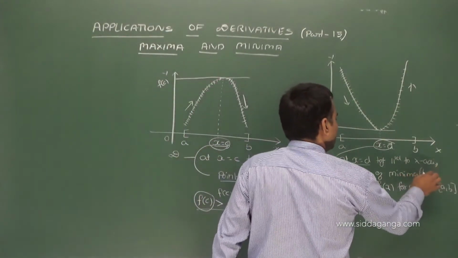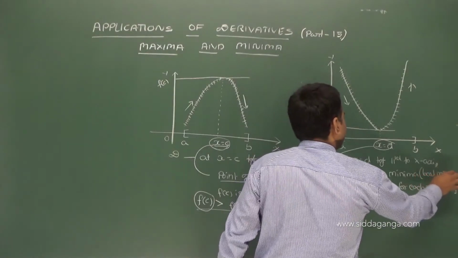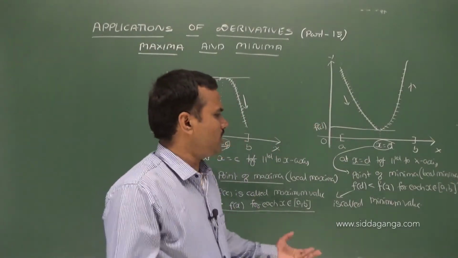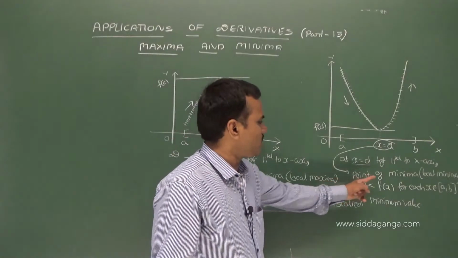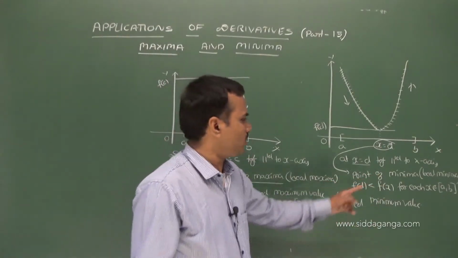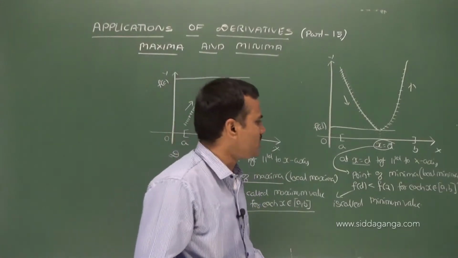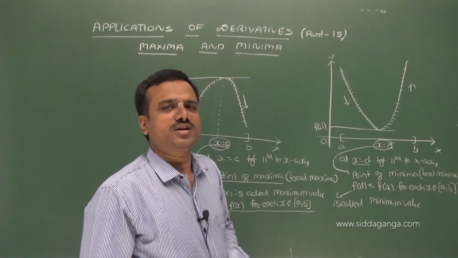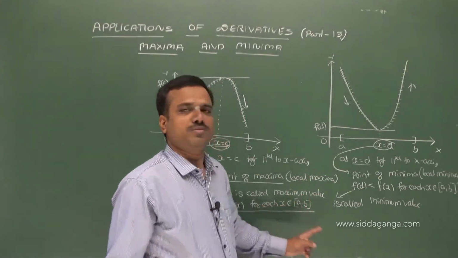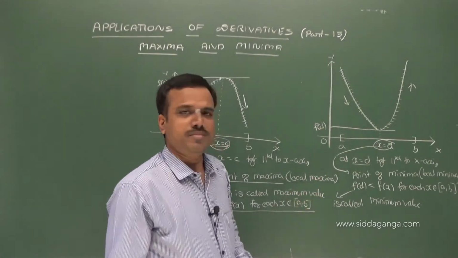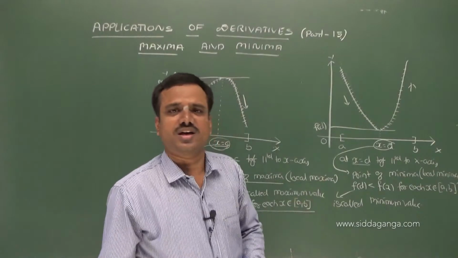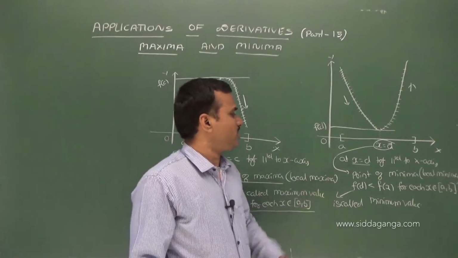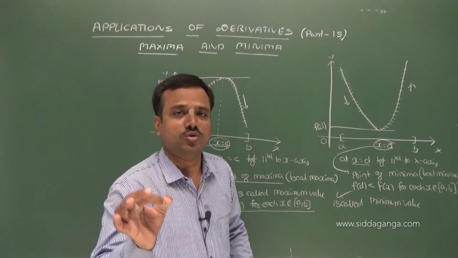One more: this d is called local minima. Both are the same. Minima or local minima, both are the same. So point of minima, local minima. X belongs to each a comma b. When the function is maximum, f of c is greater than f of x for all x belongs to a comma b. When the function is minimum, f of d is less than f of x for each x belongs to a comma b. And the point d is called the point of local minima.